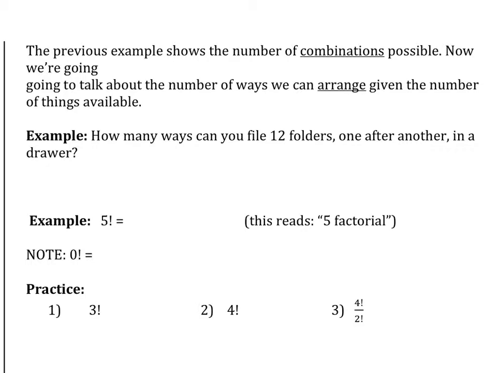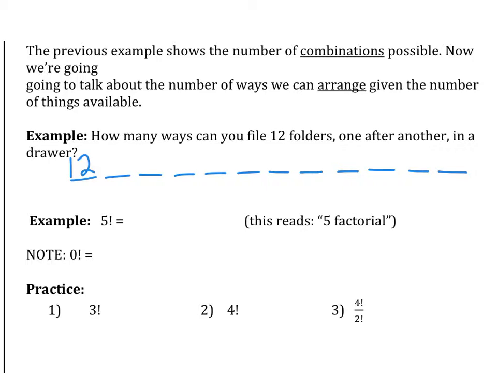You're going to put 12 folders in the drawer, so that means there are 12 spaces available for these folders, right? Okay, so 1, 2, 3, 4, 5, 6, 7, 8, 9, 10, 11, 12. Okay, so let's think about it. When I get to my first space, I'm going to ask myself, which folder do I want to put in this space? So how many choices do I have? 12. So I'm going to put that folder in there.